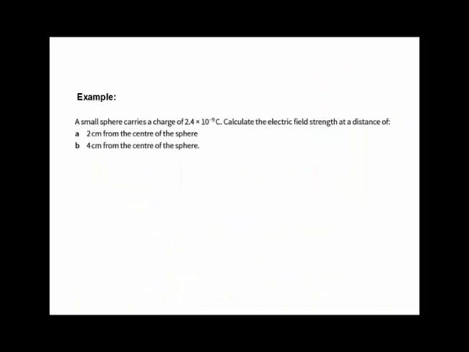Now, in an example, a small sphere carries a charge of, okay, so we have a spherical conductor that carries a charge of 2.4 times 10 to the minus 9 coulomb. And we are dealing with this sphere as a point charge, where the charge is concentrated here at the center. Calculate the electric field strength at a distance of, we have different distances.